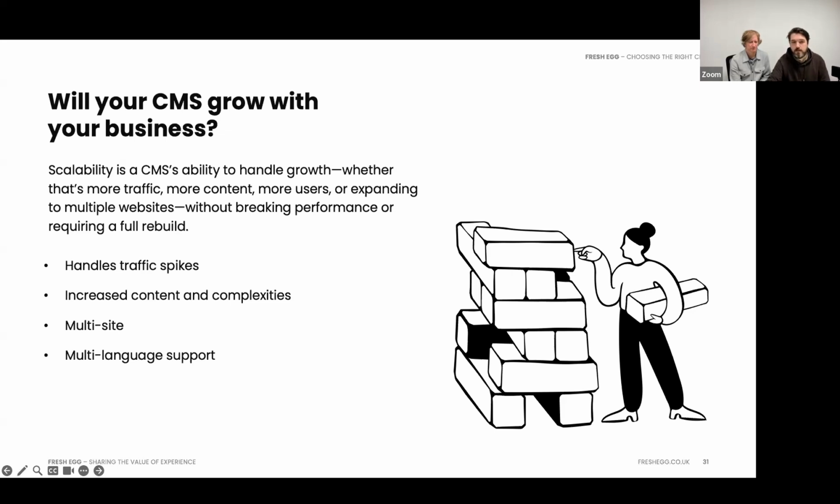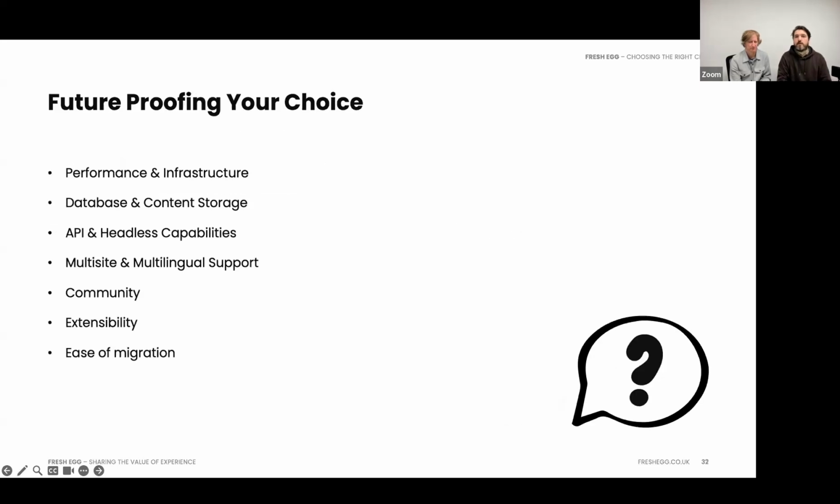So just a couple of things to consider when you're looking at future-proofing your CMS choices. So performance and infrastructure. Somebody's going to be a bit technical, but if you were looking for yourself, I'd be looking for things like, does it handle caching? So this is the CMS's ability to build all web pages ahead of time and then serve them. You're going to be looking for things like CDN, the content delivery network, really key for getting performance out of your website.